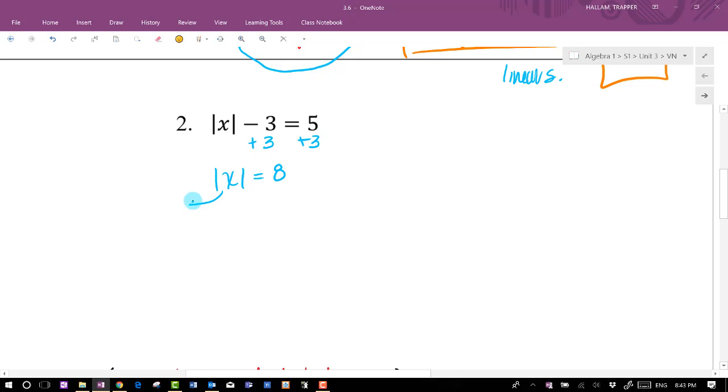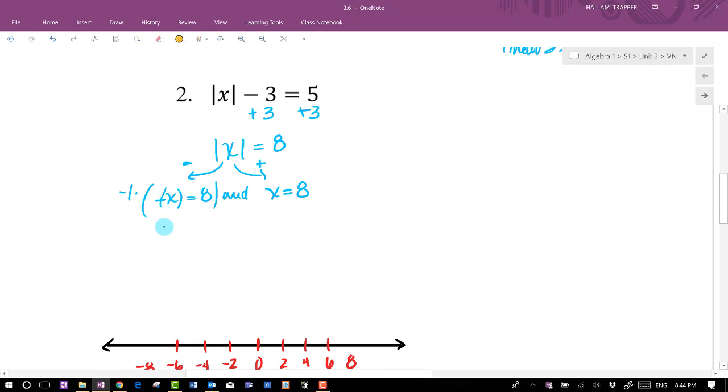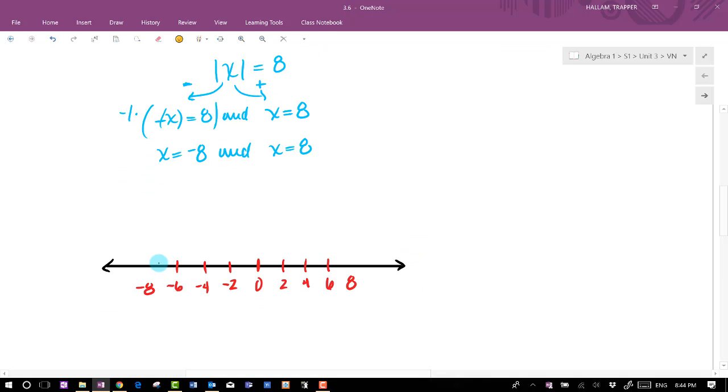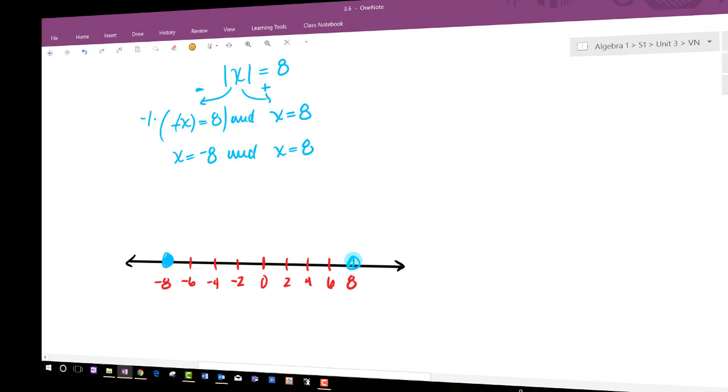At this point, I'm going to remove the absolute value, as in a negative version and a positive version. Now I will not write the absolute value after this, so I'm left with negative x equals 8, and x equals 8. Again, multiply this whole expression by negative 1, and I find that x is equal to negative 8, and of course the right side is already set up and solved for. So x equals negative 8 and 8. If I come down to a number line, what does that look like? Again, I'm going to have a solid point on negative 8 and positive 8.